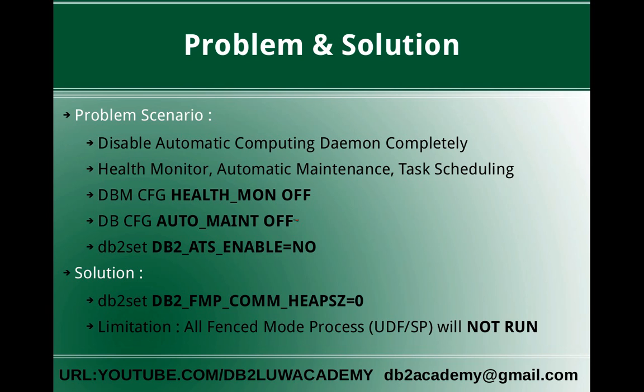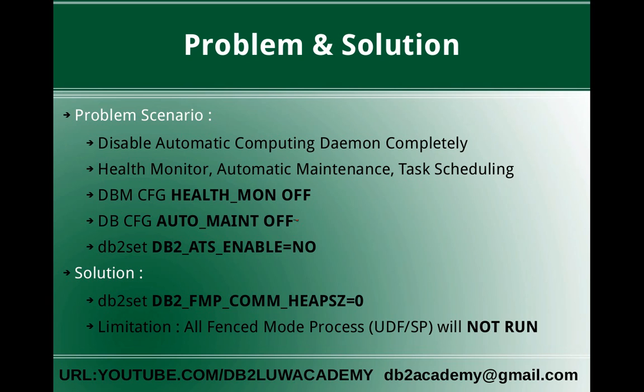Anyway, if you are dealing with a very strict AIX admin, sometimes these AIX admins ask, if that process is not relevant, why don't you find a way to disable it? So we can disable it not in a direct way, but in an indirect way. The solution is to set another registry variable, db2_fmp_comm_heap_sz equal to 0.